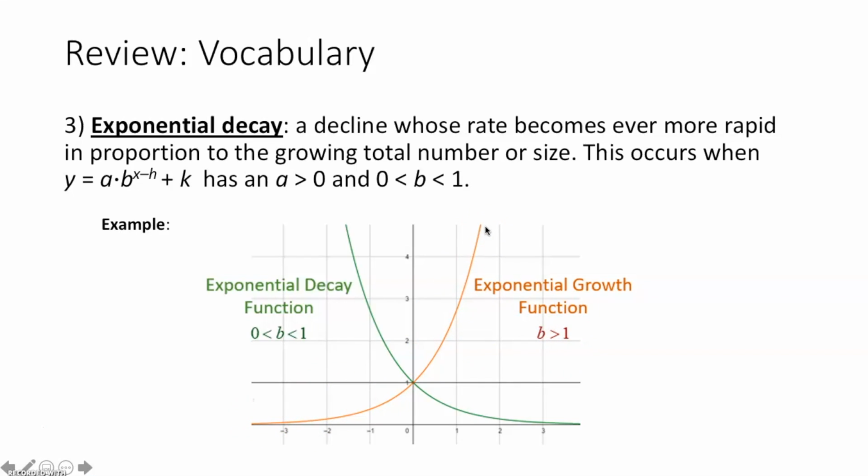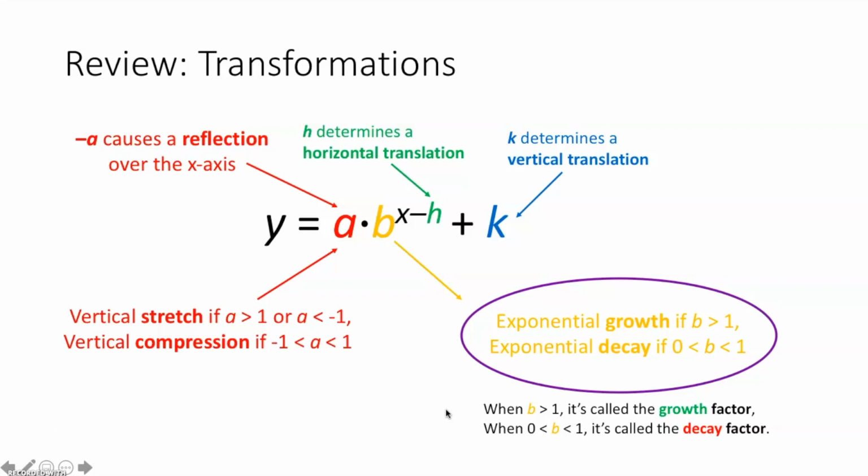And exponential decay will occur when your b value is between 0 and 1 and your a value has to be greater than 0. And that's where there's a decline whose rate becomes ever more rapid in proportion to the growing total number or size. Transformations, we talked about this last time.